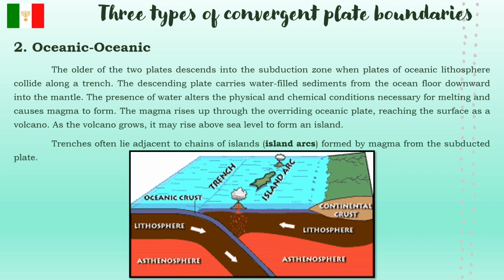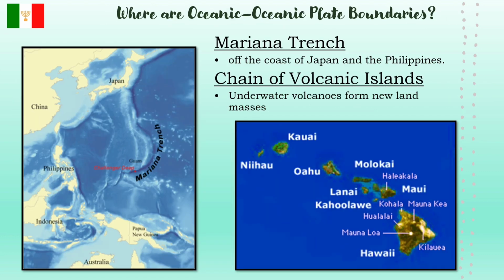Trenches often lie adjacent to chains of islands or island arcs formed by magma from the subducted plate. Best example is the Mariana Trench. It is located in the western Pacific Ocean. And we have the chain of volcanic islands. These underwater volcanoes form new land masses.